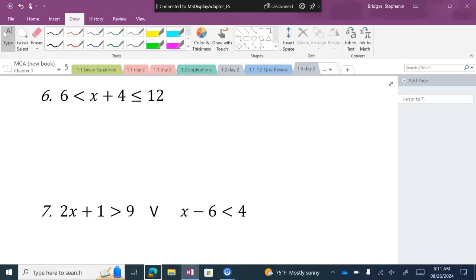Sometimes they write inequalities combined together as one like this. These types will never be a special case, and they are always going to be an and graph. Because what this is saying is that the stuff in the middle, the x plus 4, has two different inequalities with it. 6 is less than x plus 4, and x plus 4 is less than or equal to 12. Does that make a little bit of sense? So that x has both.